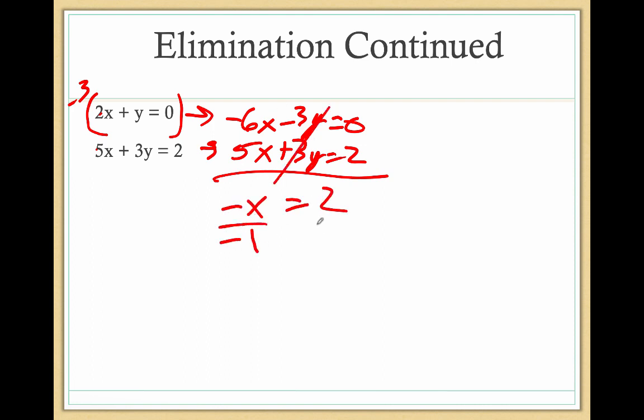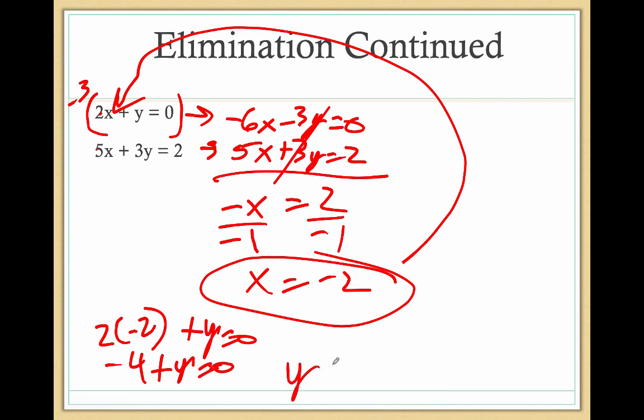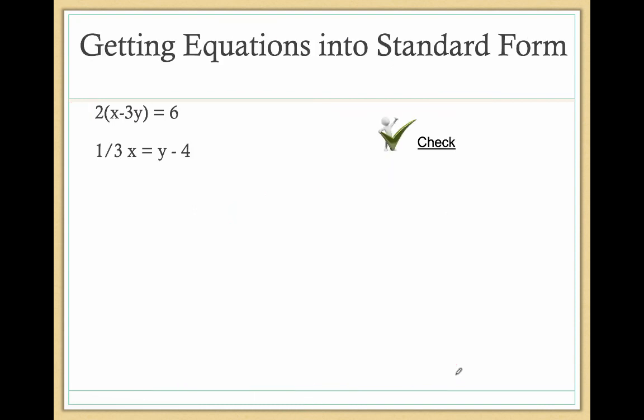How do I deal with a negative? Oh, I divide by negative 1. X is negative 2. It appears the top one is definitely the place to go. 2 times negative 2 plus y is 0. Negative 4 plus y is 0, y is 4. You have an ordered pair of negative 2, 4, and things are going well.